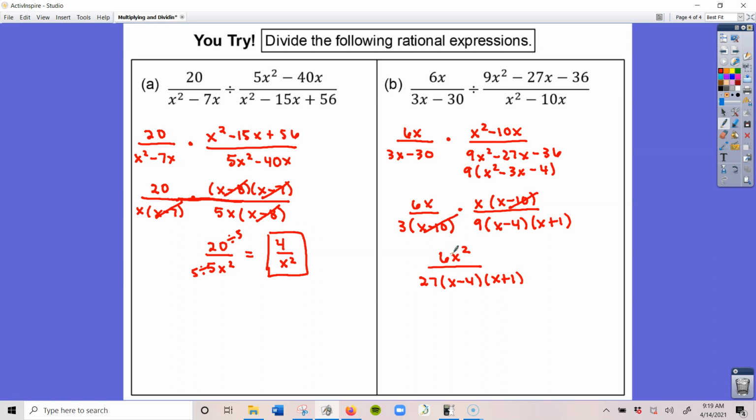But 6 and 27 can be simplified. Both of these numbers can be divided by 3. So I'm going to divide both of those numbers by 3. 6 divided by 3 is 2, so 2x squared, over 27 divided by 3, which is 9. And then x minus 4, x plus 1. And this would be my final answer. And that's it for multiplying and dividing rational expressions.